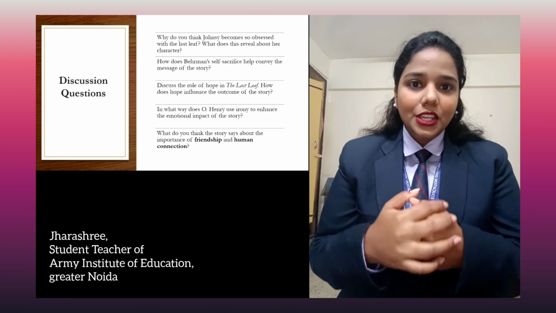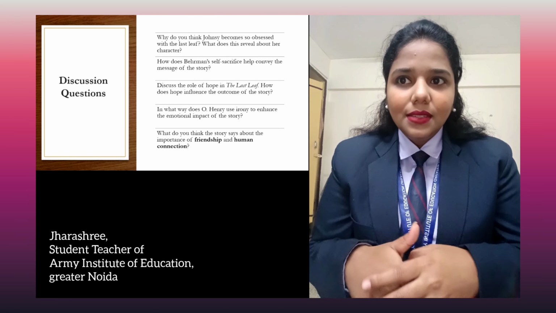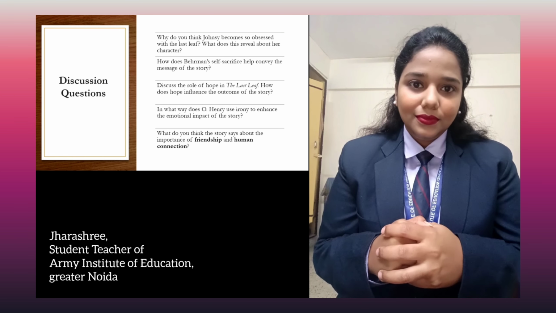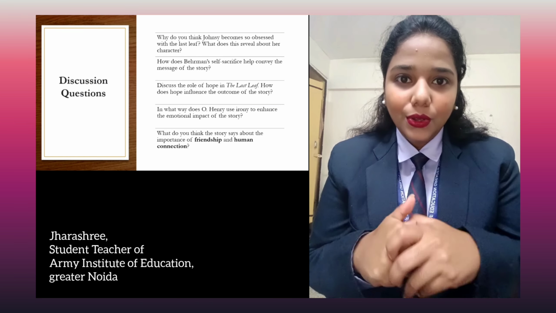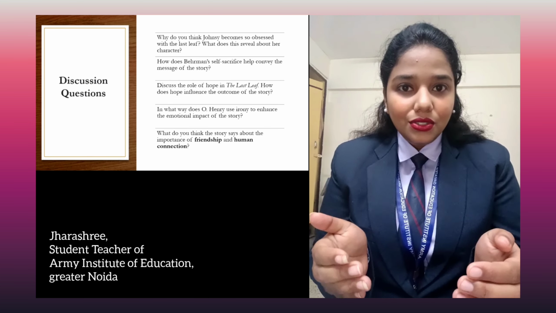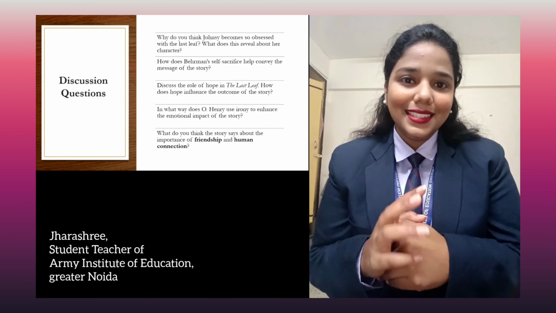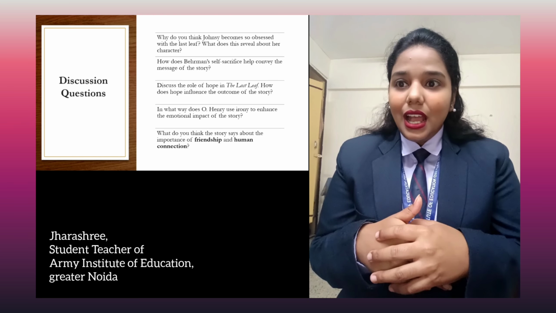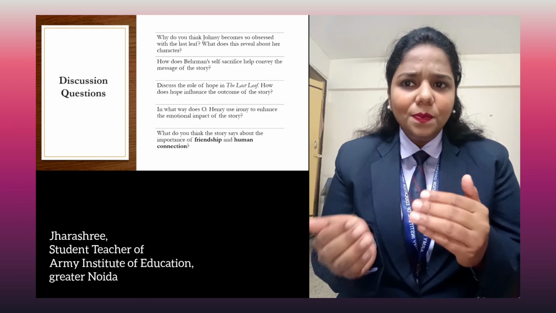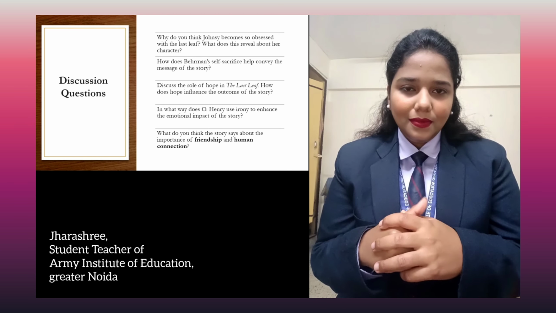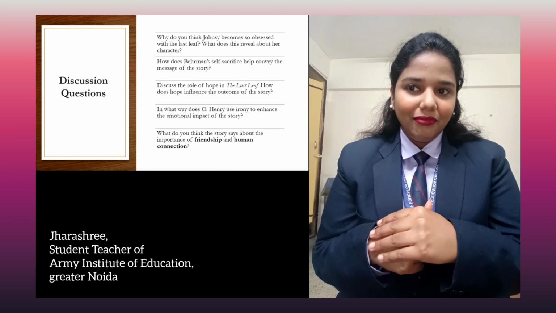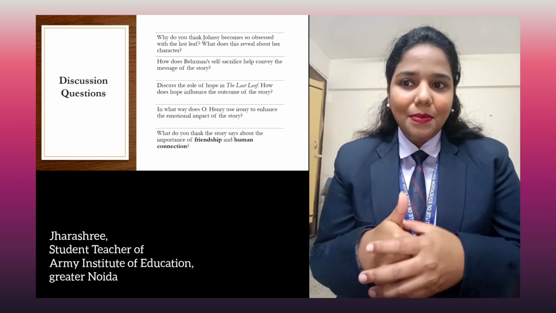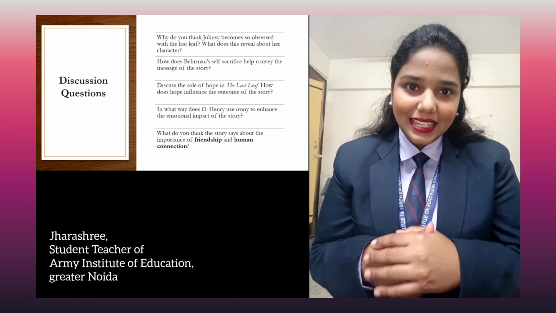So my first question is, why does Jhansi become so obsessed with the last leaf? Write down the answers in the comment section. What does this reveal about her character? This is the second question. Third, how does hope play in the last leaf? Lastly, what does this story teach us about the importance of friendship and human connection?